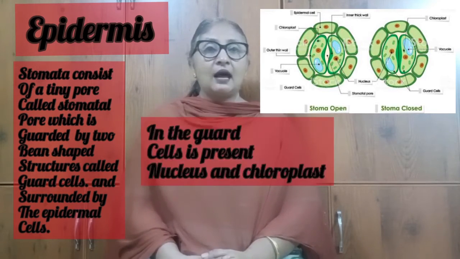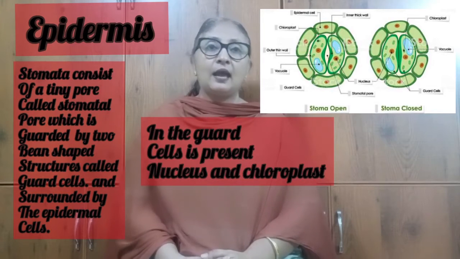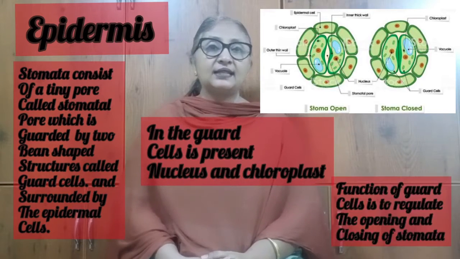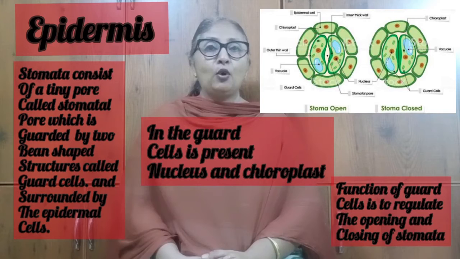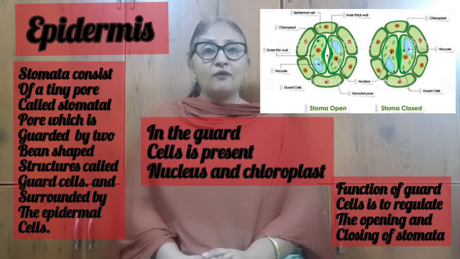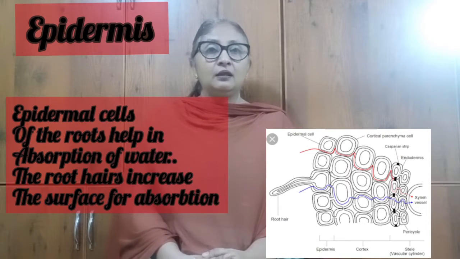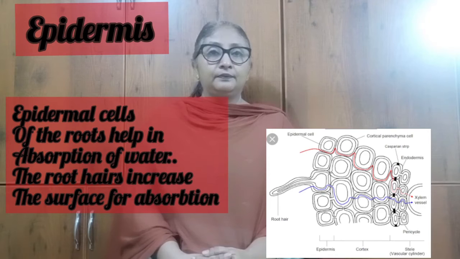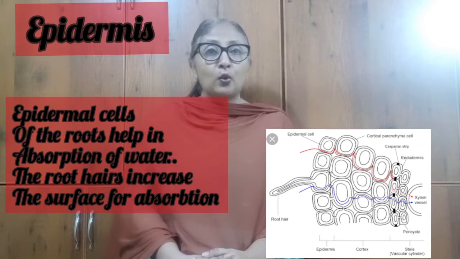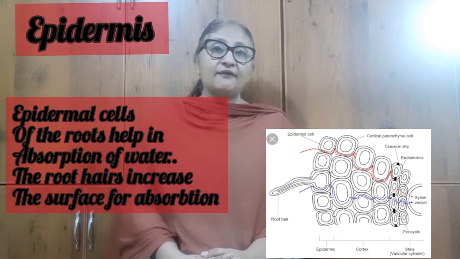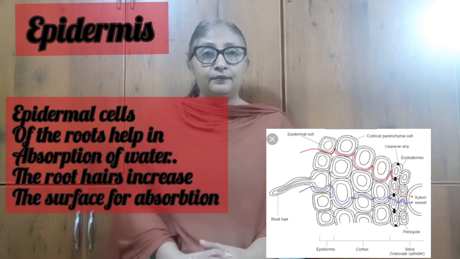In the guard cells are present chloroplast and nucleus. Now, the function of guard cell is to regulate the opening and closing of the stomata. Epidermal cells of the roots have the function which is absorption. The epidermal cells of the root form root hairs which increase the surface area for absorption.